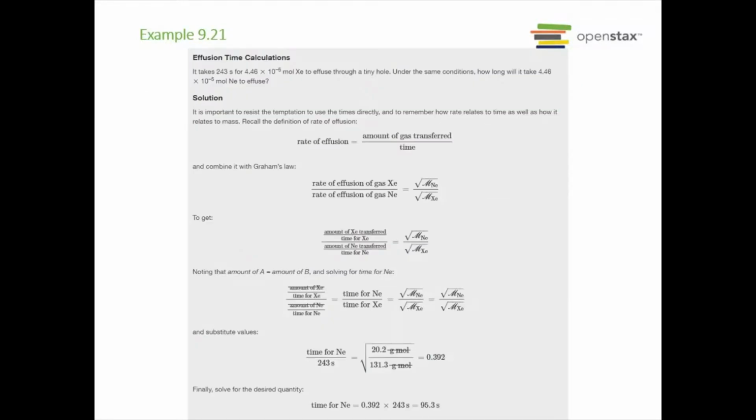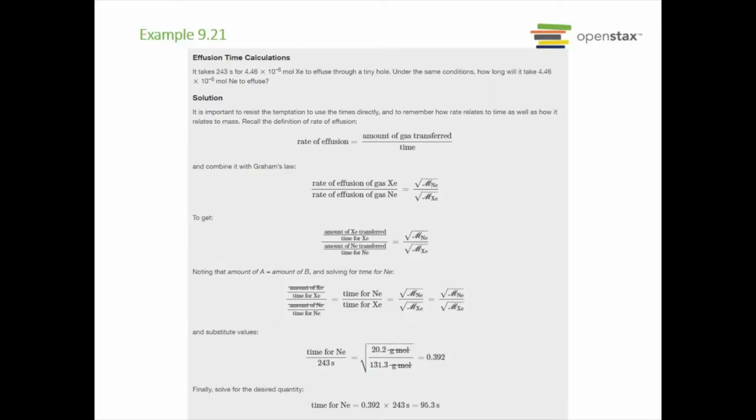Okay, this next one is looking at effusion rates and times. We're told it takes 243 seconds for 4.46 times 10 to the negative 5th moles of xenon to effuse through a tiny hole. Under the same conditions, how long will it take 4.46 times 10 to the negative fifth moles of neon to effuse?